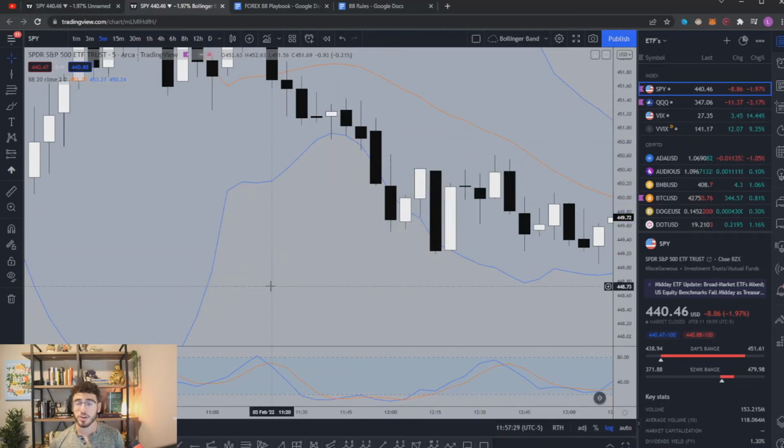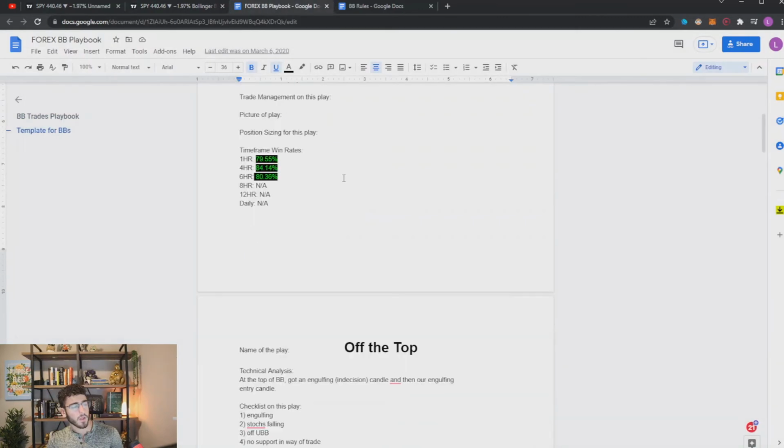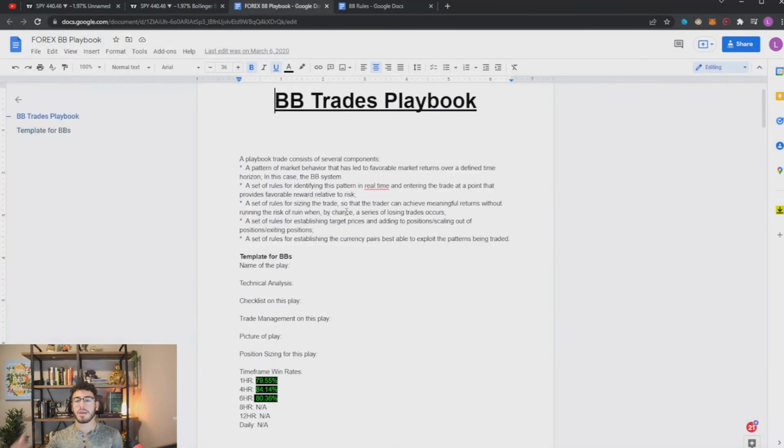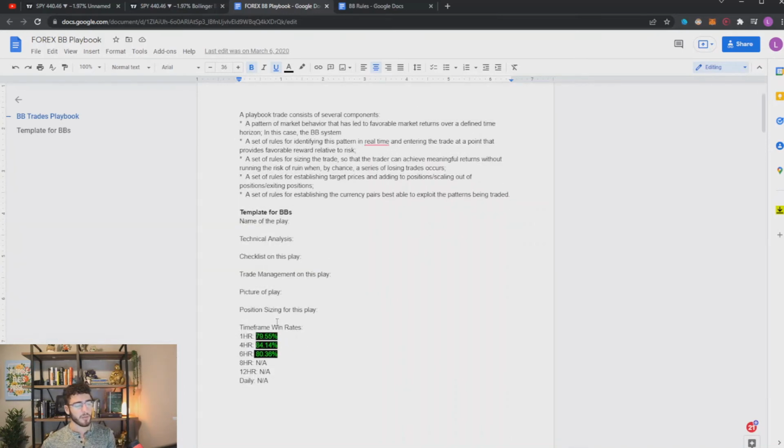So I think that was pretty good for examples. Now we're going to go into the Bollinger Band playbook, in which I go through some more examples. Here I made a playbook for the setups that this trading system offers. And as you can see, I have some of the time frame win rates listed below.